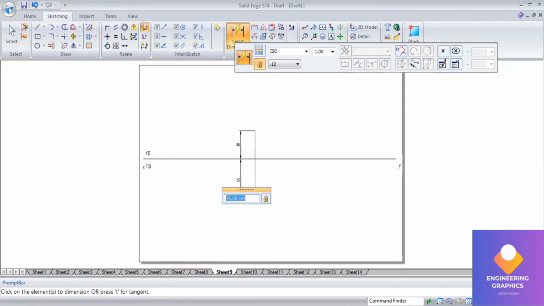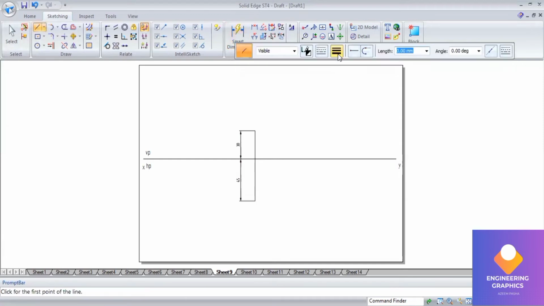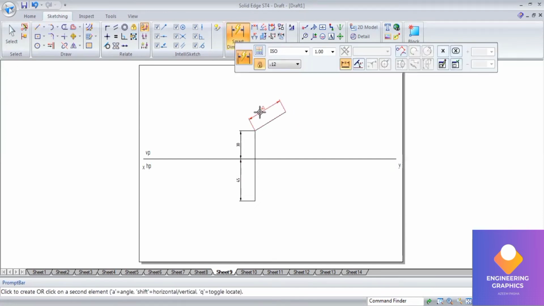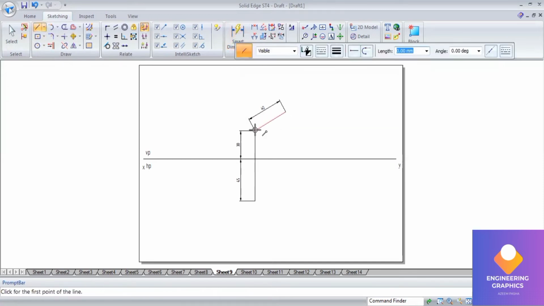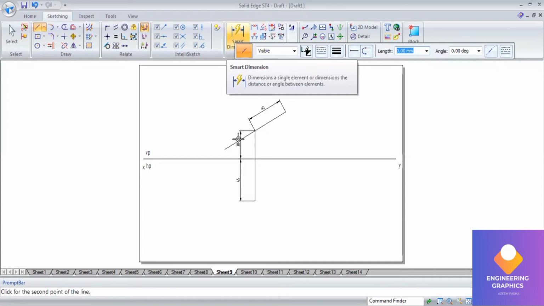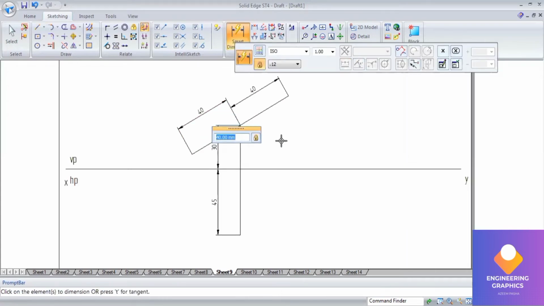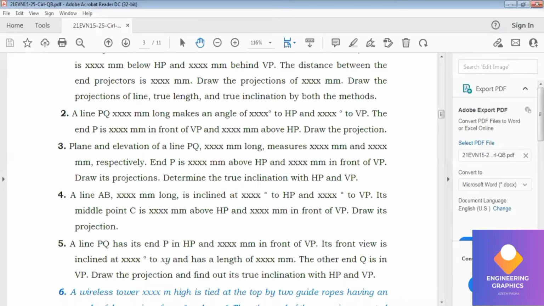So from this midpoint, I'll be drawing the true length. From this midpoint, length 40 and angle 30. Later I will be extending this to 80. The other side, this is 40, so I'll be extending this line. See here, you get the parallel symbol. Length will be 40 and angle will be 150. You have drawn one true length for a length of 80 mm and angle 30 degrees.